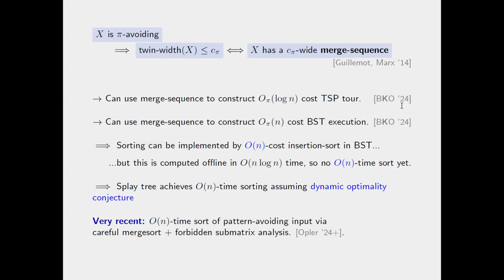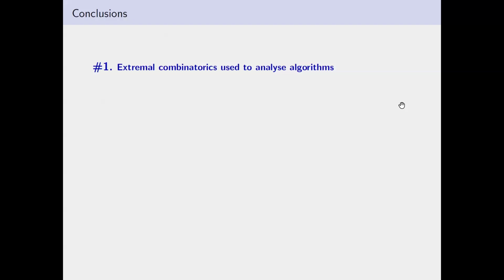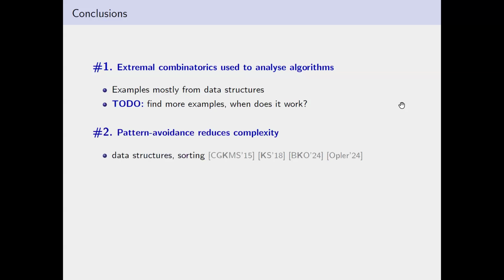Okay, I will skip more technical details. Let me try to summarize the ideas. So the first part of the talk, I talked about using extremal combinatorics to analyze algorithms. And I gave one example, this union find. There are a few others which are of similar flavor, data structure analysis. But my message would be that, okay, we should find more examples and get more intuition of when can this technique be used to analyze algorithms.